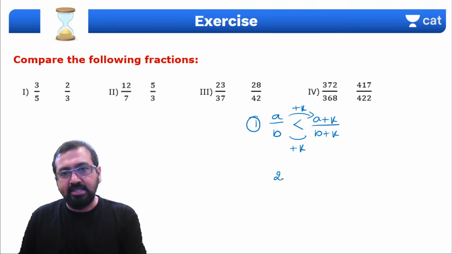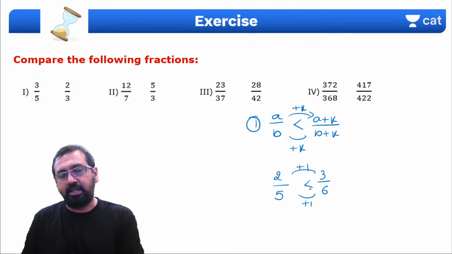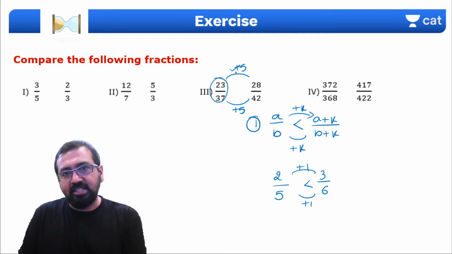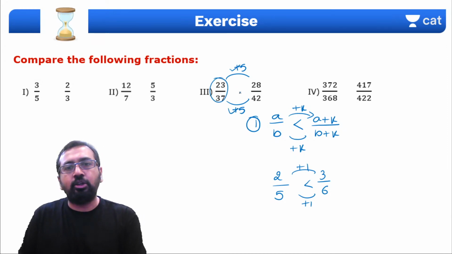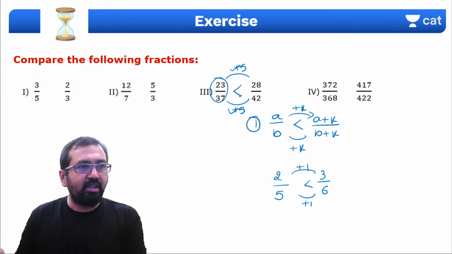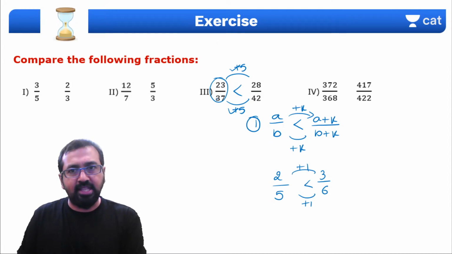The example is, as I mentioned, 2 by 5. When we add 1 in both numerator and denominator, the resultant fraction is 3 by 6. This has to be greater. Similarly, 23 plus 5 is 28, 37 plus 5 is 42. So this is a proper fraction, we are adding the same number in both numerator and denominator, and the resultant fraction has to be greater. As simple as that. I'm sure now you would have understood this.